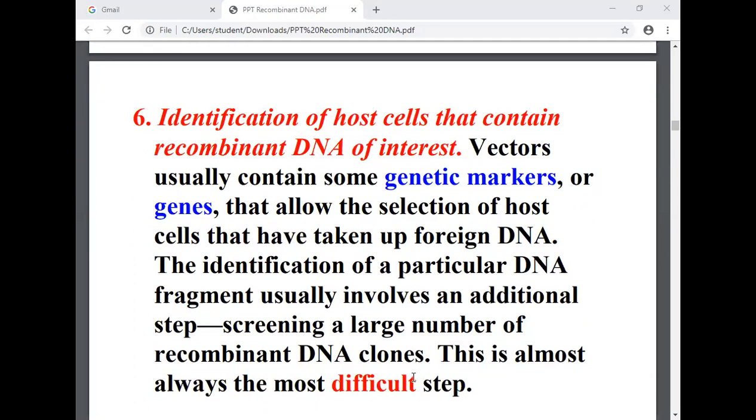Okay, then identification of host cell that contain recombinant DNA of interest. Vector usually contains some genetic markers or genes that allow the selection of host cells that have taken up foreign DNA. And as we discussed earlier, it's one of the most important steps to identify that copy which has been cloned and which is required by us. So there are markers, known as genetic markers or genes, which are used in identification of that particular type of DNA fragments which have been cloned.